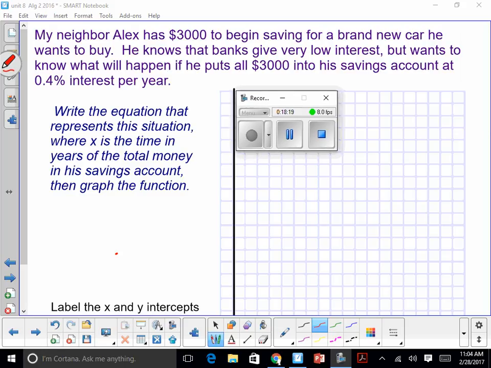All right, listen up. Hear the scenario so you can know what equation goes with the scenario. It says here, my neighbor Alex has 3,000 to begin. Please underline begin. There is going to be a formula that has an A in it. It won't be the first one, but A is always the initial amount. That's where it begins. Say for a brand new car he wants to buy. Let me check to see if there's one.